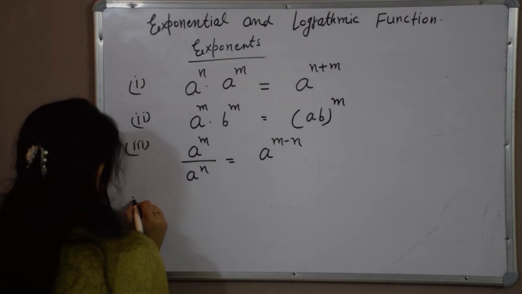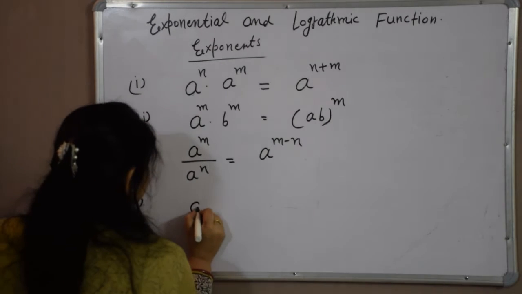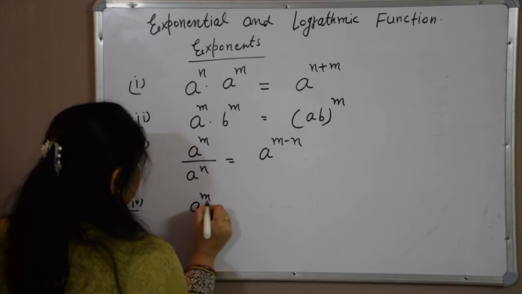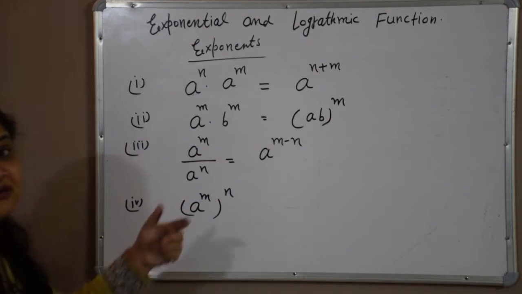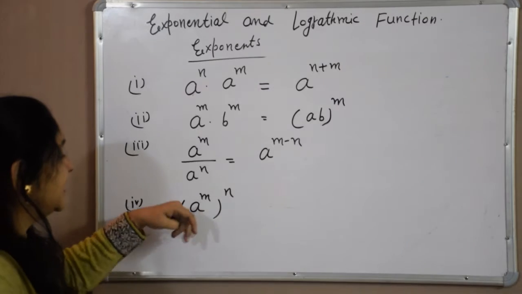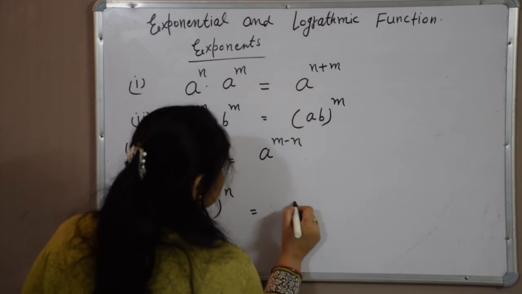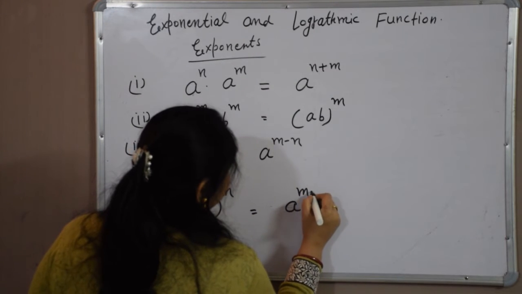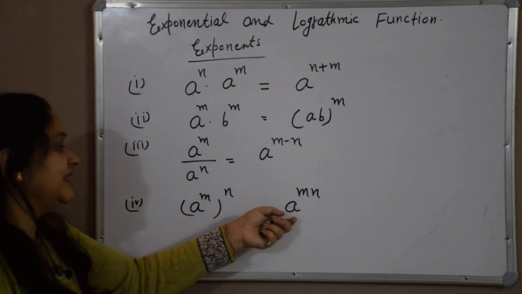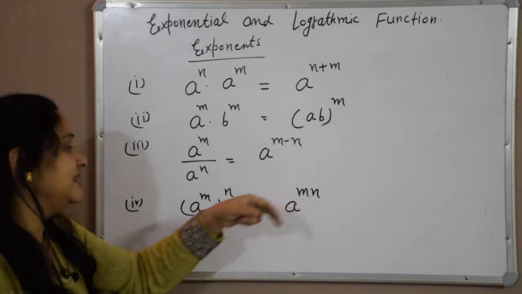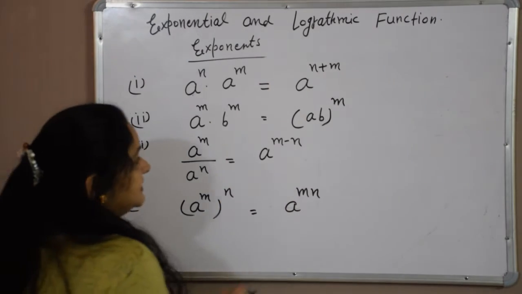What is our fourth property? The fourth property means if I have a base with a power m and I have to take the power again, meaning 2 times I need to take the power, so the powers get multiplied. The outside m and the inside power will get multiplied and we will get a raised to power mn. See the example.